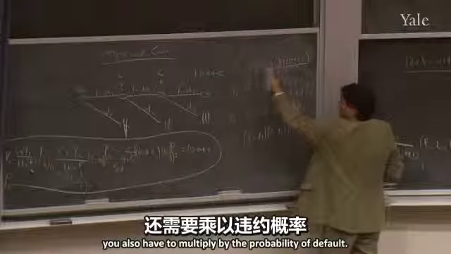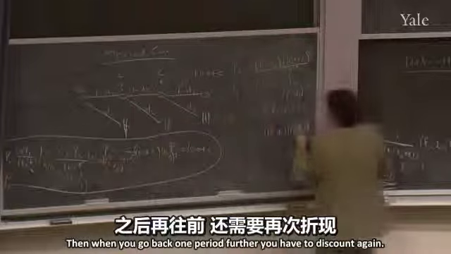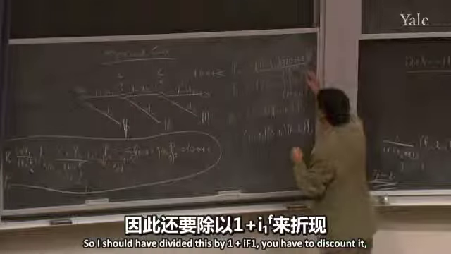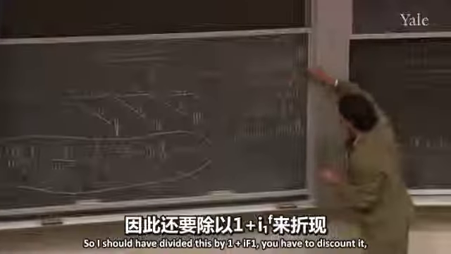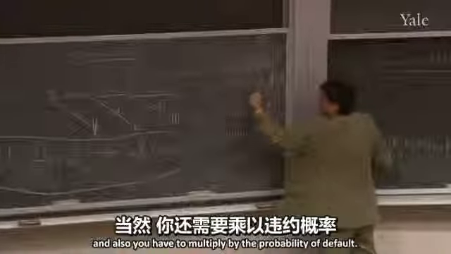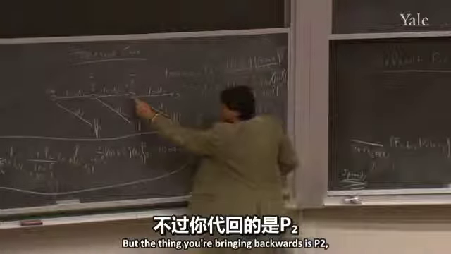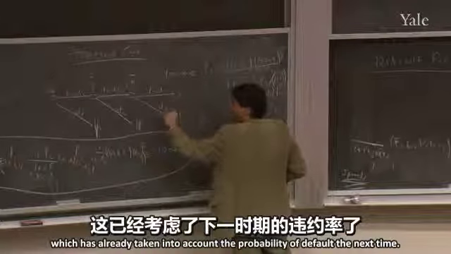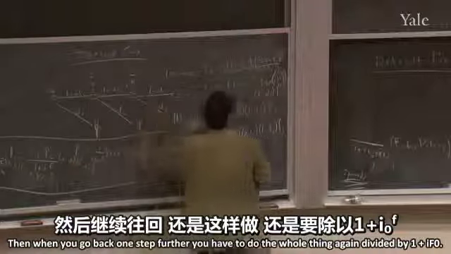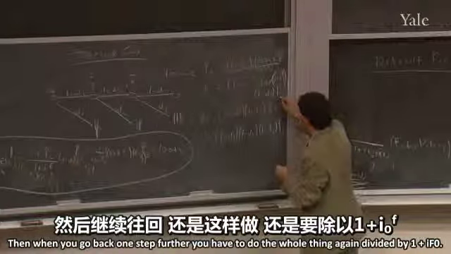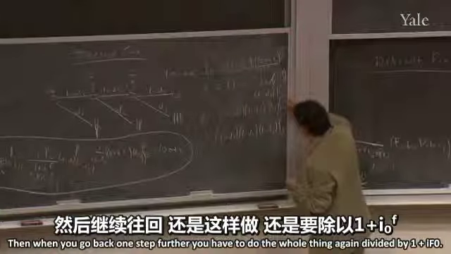You also have to multiply by the probability of default. Then when you go back one period further, you have to discount again. Okay, so I should have divided this by 1 plus IF1. You have to discount it, and also you have to multiply by the probability of default. Okay, but the thing you're bringing backwards is P2, which already takes into account the probability of default the next time. Then when you go back one step further, you have to do the whole thing again, divided by 1 plus IF0.